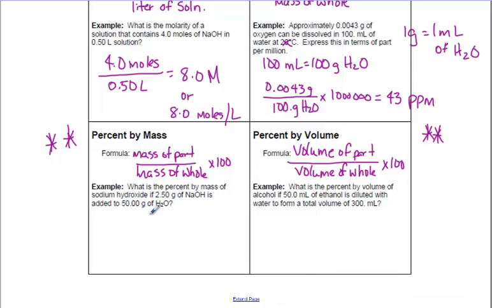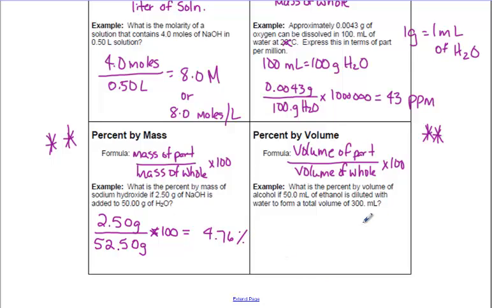All right, so we have to add it up to get the mass of the whole. So the mass of the part is 2.50 grams. Okay, that's the part. Now we add that to the 50. So the mass of the whole is 52.50 grams. All right, we divide that and then multiply by 100 in our calculators and we get 4.76%.